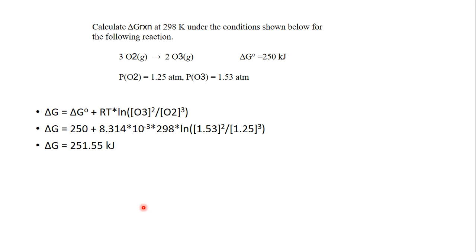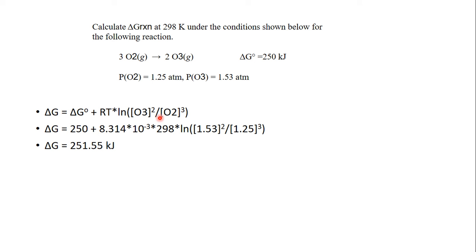Our second question is our delta G of reaction given these following conditions. So we have a reaction where 3 molecules of oxygen make 2 molecules of ozone. Delta G naught is 250 kilojoules. So what is delta G for this reaction if O2 is 0.125 atmospheres and the pressure of O3 is 1.53.